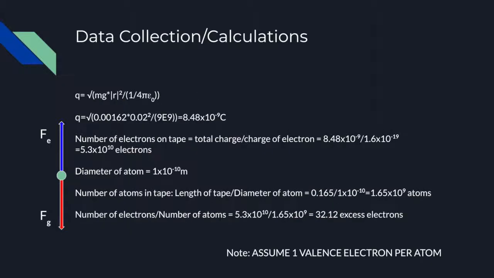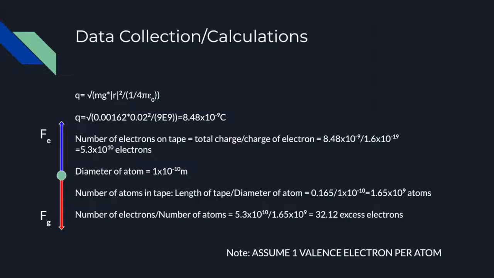In order to find the number of electrons on the tape, we took the total charge and divided it by the charge of the electron. So 8.48 times 10 to the negative 9 divided by 1.6 times 10 to the negative 19 comes out to be 5.3 times 10 to the 10 electrons.